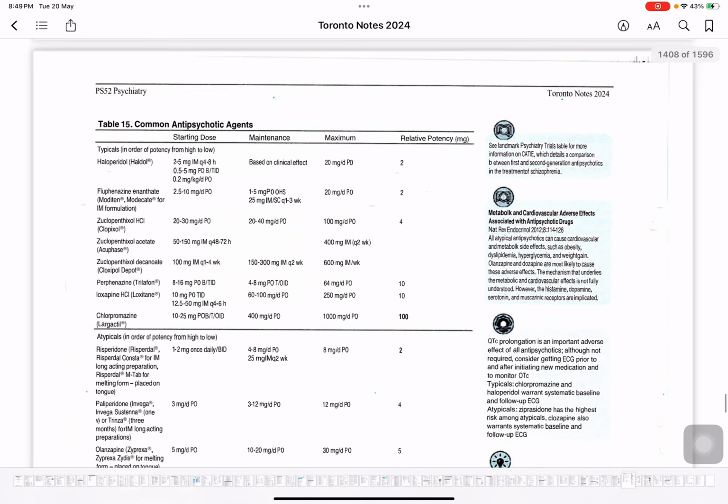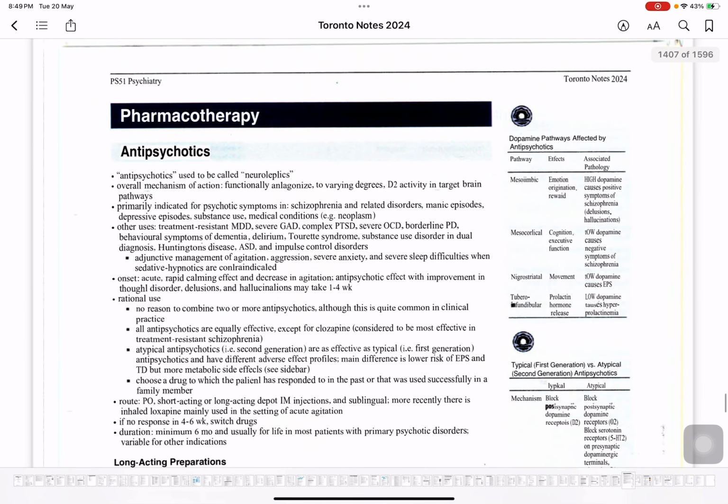So common antipsychotic agents. Now there is this list of medications. Let's just cover the boxes on the right side first. Dopamine pathways are affected by antipsychotics: mesolimbic pathway, mesocortical pathway, nigrostriatal pathway, and tuberoinfundibular pathway. You need to know which pathway is for what action. They may give you this information on QE1 as well, so you need to know it. Mesolimbic is for emotions and reward. Mesocortical is for cognition and executive functions. Nigrostriatal is for movement. Tuberoinfundibular is for prolactin hormone release.